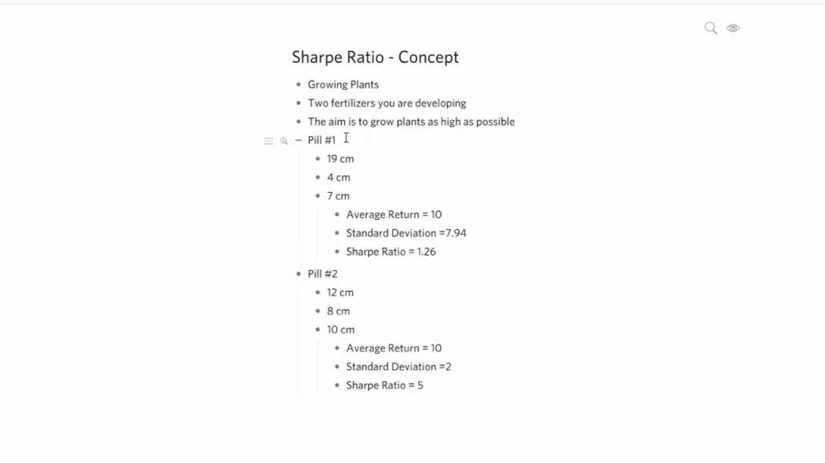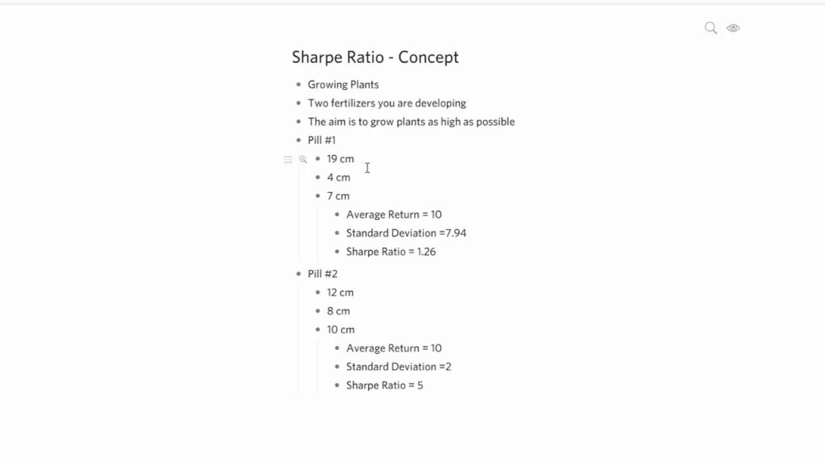So let's say you tested these two fertilizers on 3 different plants each. For pill number 1, fertilizer number 1, you tested it on 3 different plants. They are all the same plants. Let's just simplify the whole thing here. After 2 weeks, let's say, you went back to the plants and measured them. The first plant grew 19 centimeters higher than before the test started, the second one grew 4 centimeters, and the third one grew 7 centimeters.